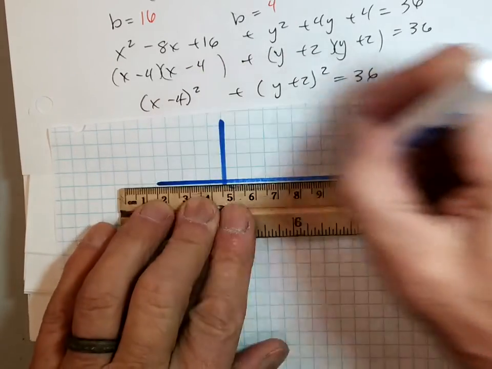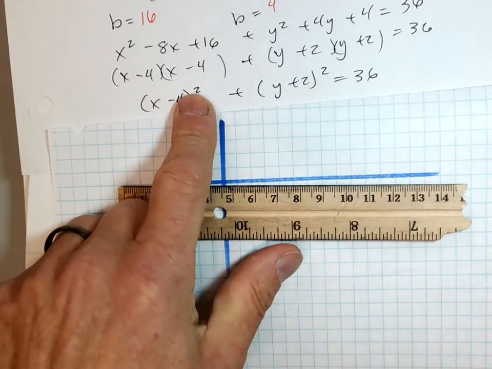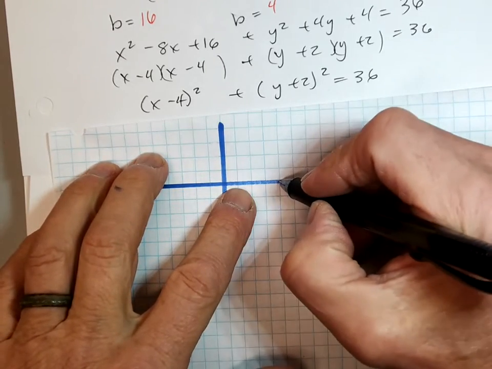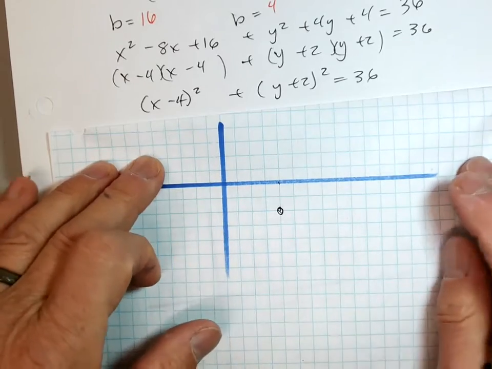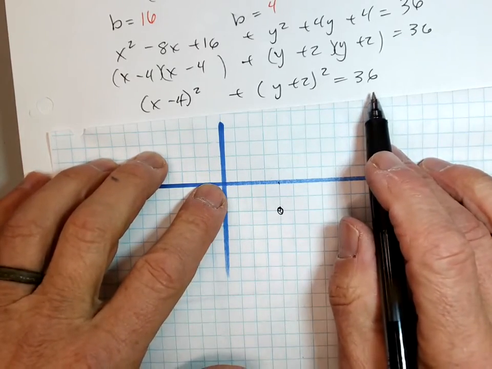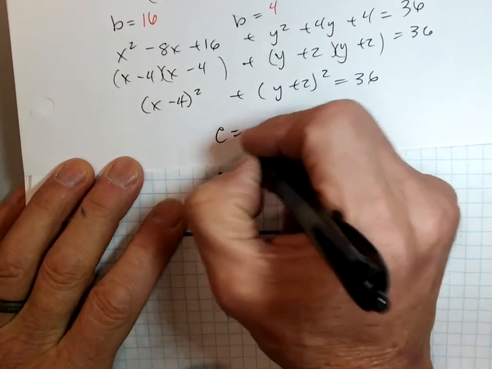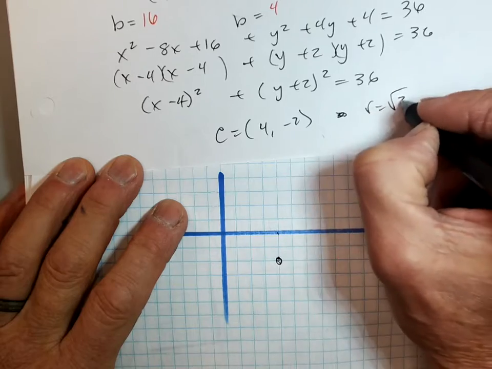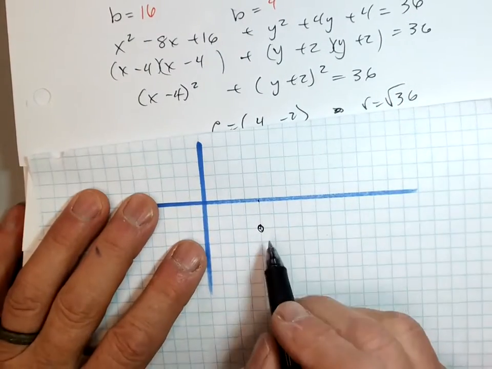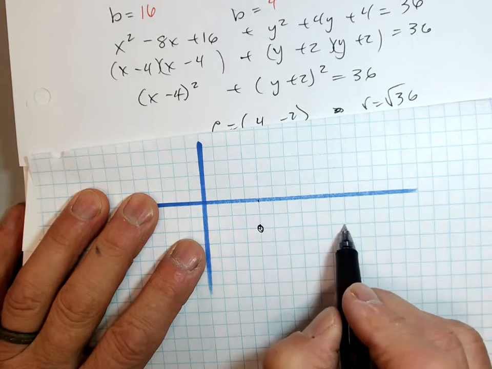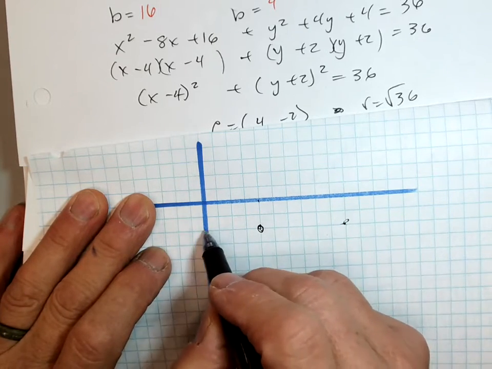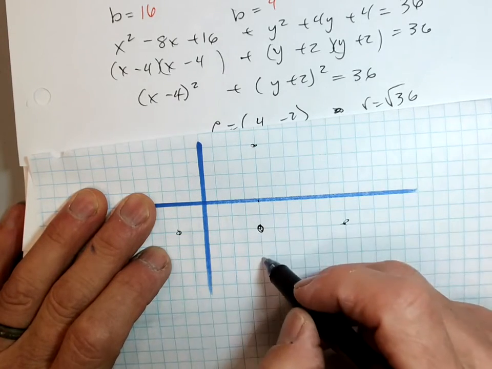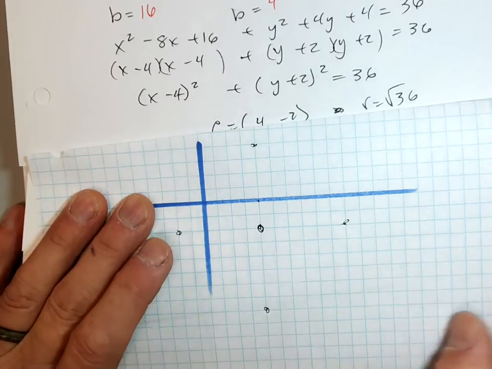So if I had to graph it, I know it's a circle because of the x squared, y squared. I know the center of this is at positive 4, and negative 2, right? My radius is the square root of 36, which is 6. So I know my center of the circle is at 4, negative 2, and the radius is 6. So I just go from my center 1, 2, 3, 4, 5, 6 in each direction, and I just draw on my circle.